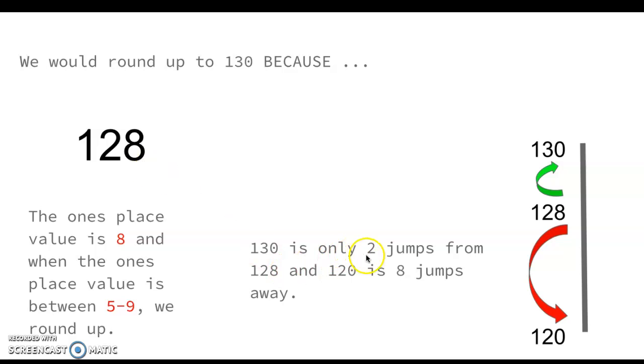130 is only 2 jumps away from 128, and 120 is 8 jumps away. So if you look at our number line on the side here, I gave you a little visual. So 128 is only 2 jumps away from 130, and 128 is 8 jumps away from 120.